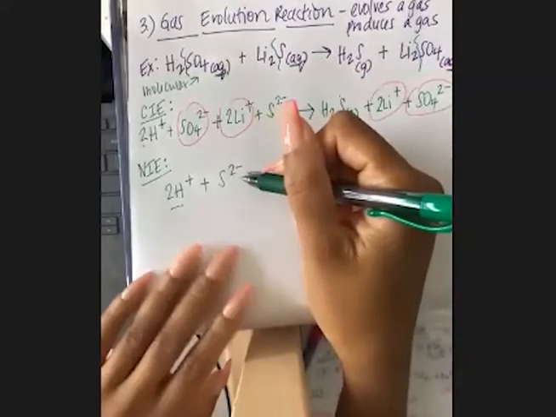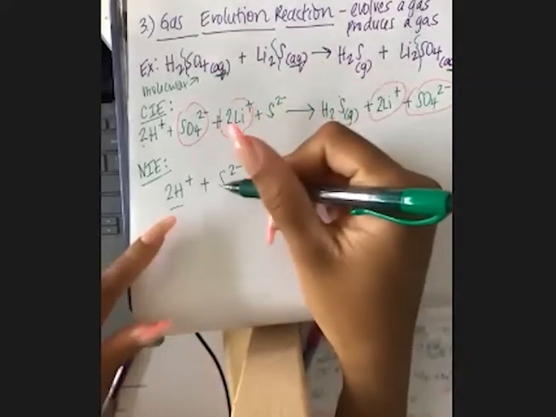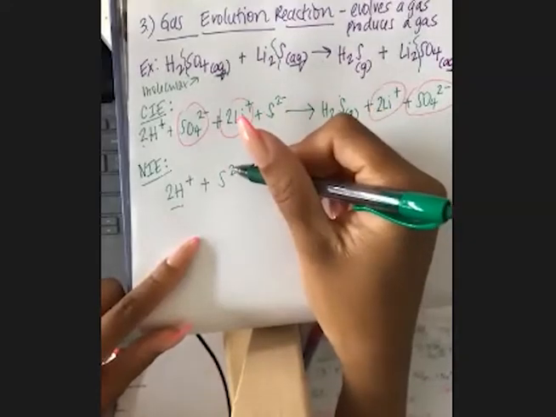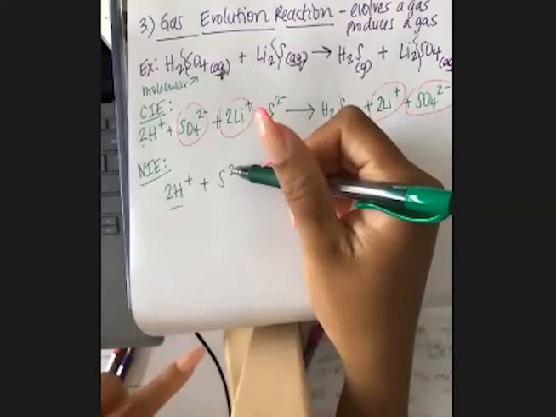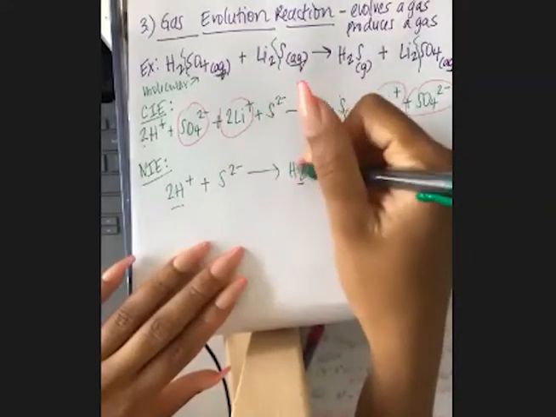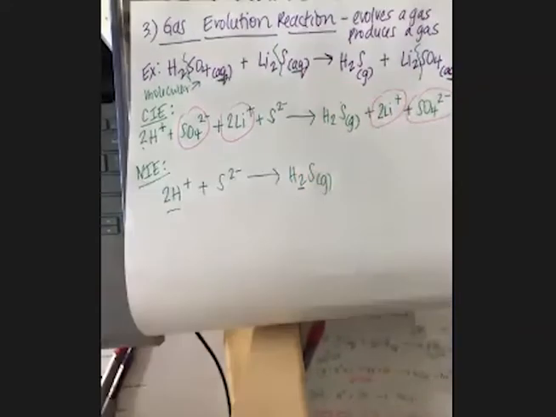When these 2 come together and we write the formula for it, we're saying, okay, I need 2 hydrogens for every 1 sulfur for this to balance out. So if I write the formula, this is how I write the formula.